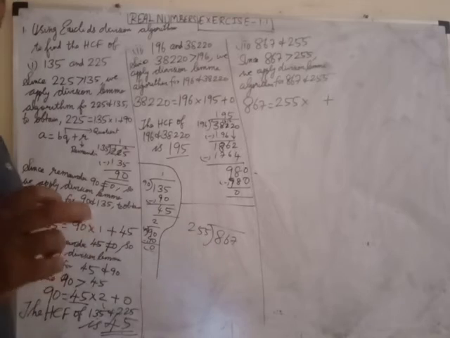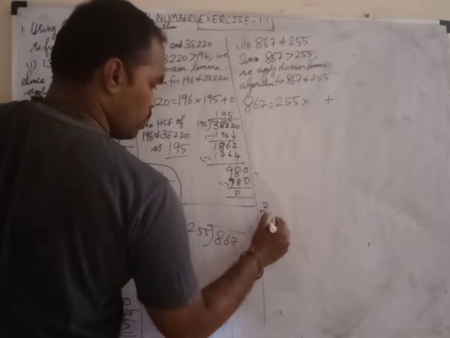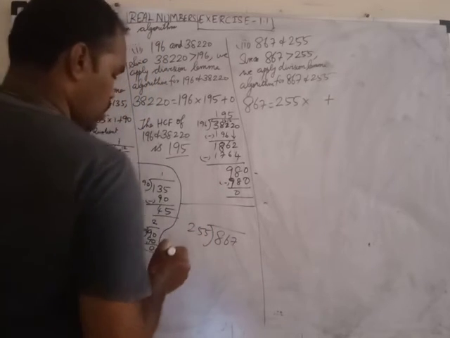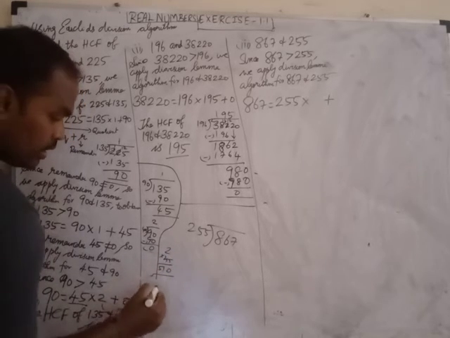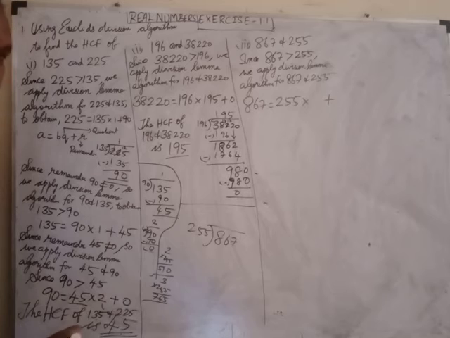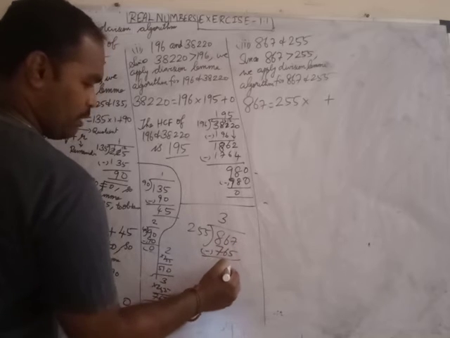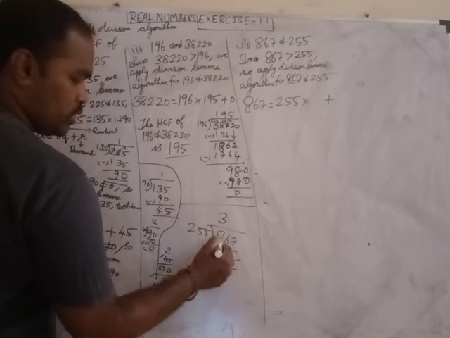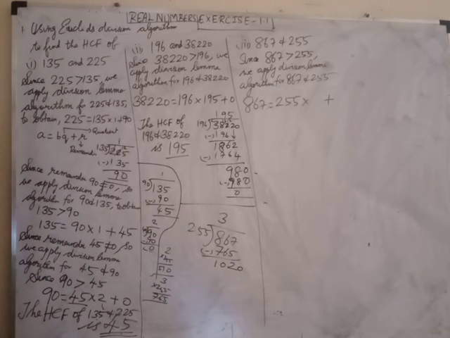1 multiplied by 255, 255. 2 multiplied by 255, once again, 2 into 255, 510. 3 into 255, 765. So 3. 7 minus 5, 2. 6 minus 6, 0. 8 minus 7, 1. Now we are adding 0. So how much will it come? 1020 means, whether 4 will be possible?